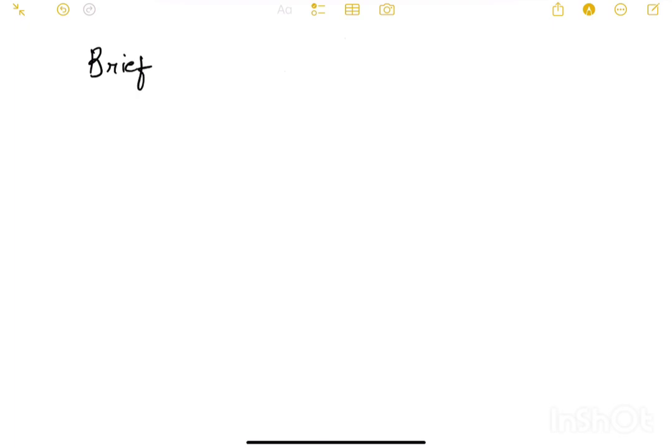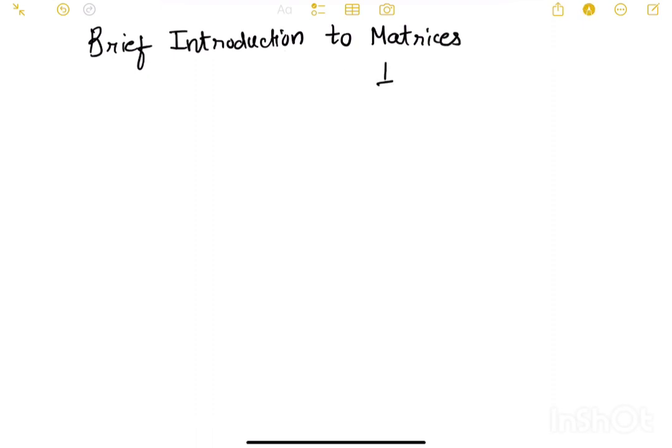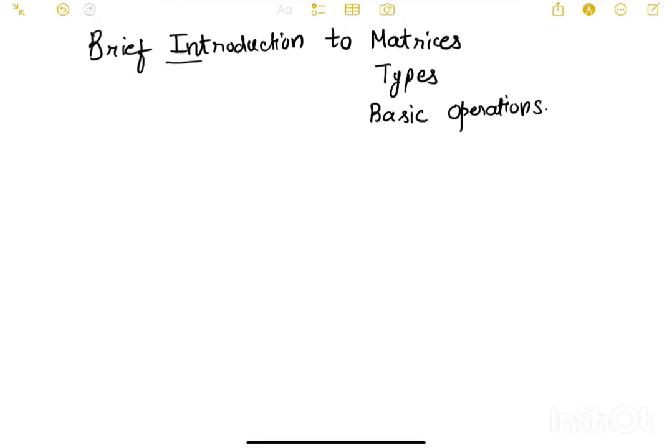A brief introduction to matrices, their types, and their basic operations. Right? So, I will be giving an introduction to what matrices are, what their types are, and what the basic operations are that we do in matrices.